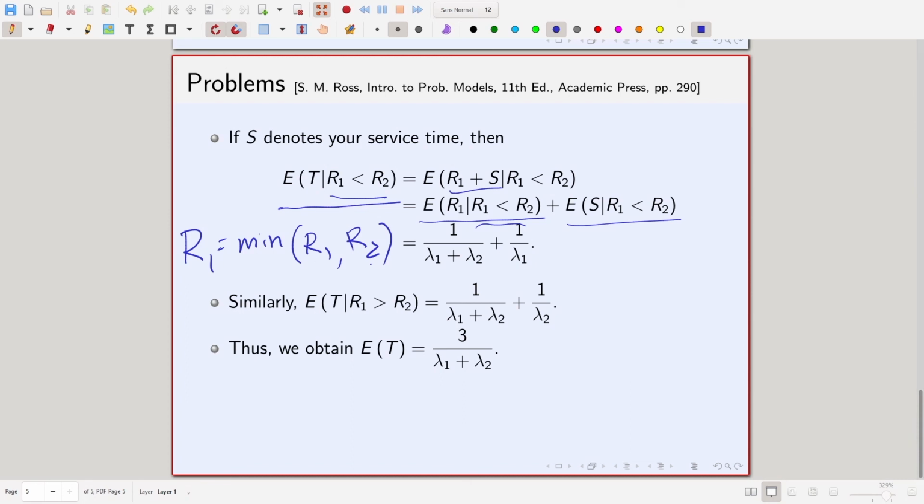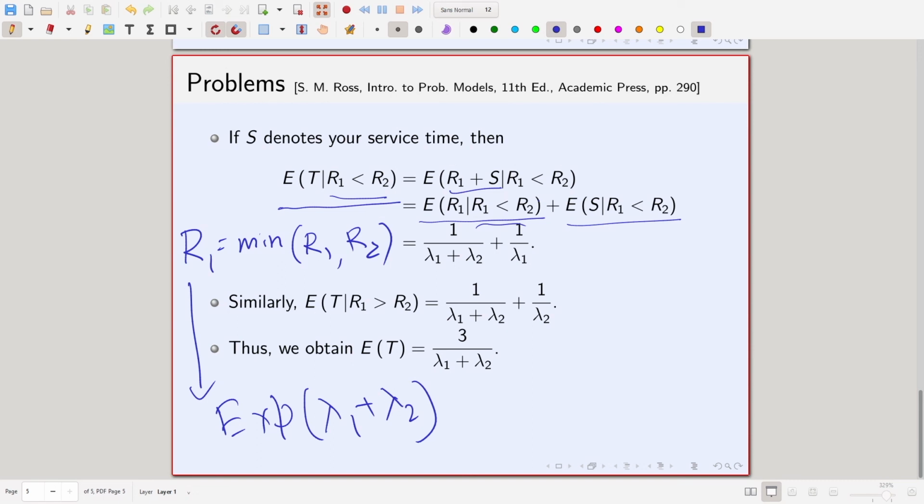And you know that the minimum of two independent exponentials is again an exponential, but what happens? The parameter gets added up. So now R1 has exponential distribution with parameter lambda 1 plus lambda 2, because you are told that it is the minimum of R1 and R2. That's where you are using the fact that R1 is less than R2. That means R1 is the minimum of R1 and R2.